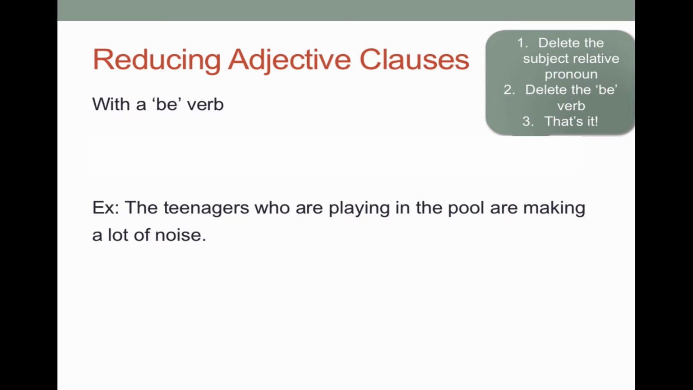In the second example, my adjective clause is who are playing in the pool, using the present continuous, but it follows the same pattern. So first I have to make sure it's the subject relative pronoun, which it is. Who is my subject, are playing is my verb, and I just delete who and are, and that's it. And my sentence becomes, the teenagers playing in the pool are making a lot of noise.